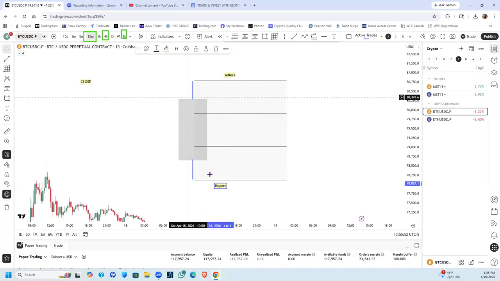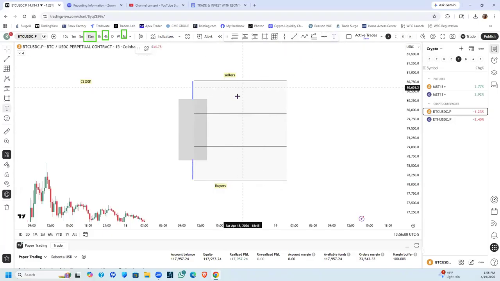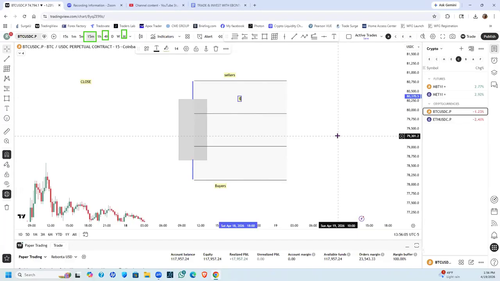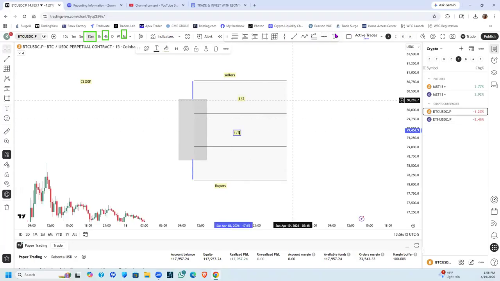If at the end of the day, buyers are able to come and draw the boundary line up there in this upper third, mind you, this thing I've put here, I've split it into 3 equal pieces. That's the upper third. I'll call it the upper 1/3. And then this is the middle 1/3. And then this is the lower 1/3 of the candle.